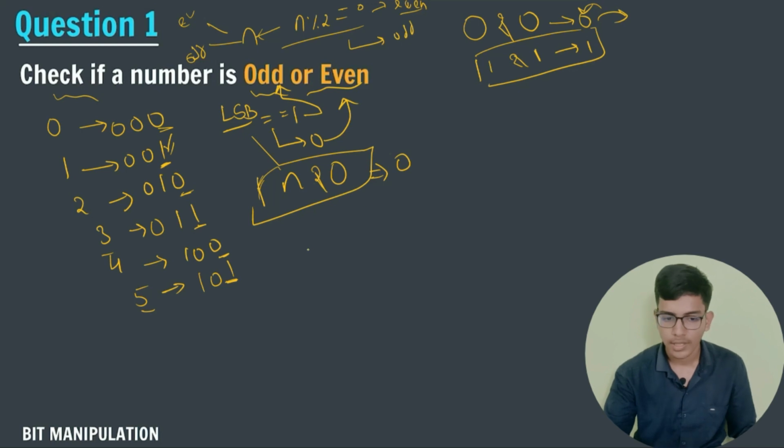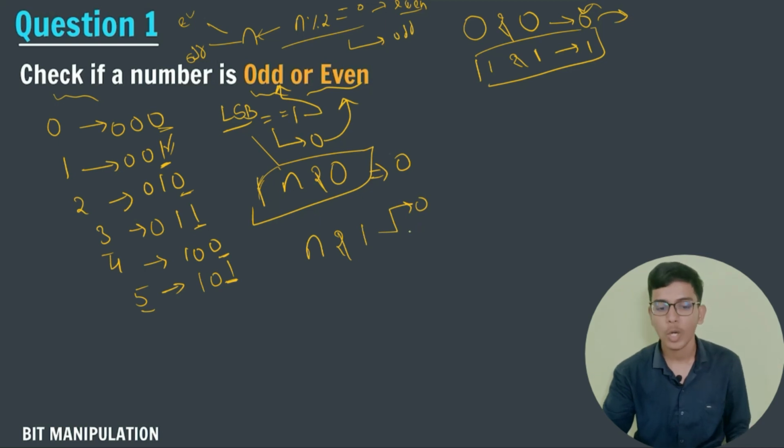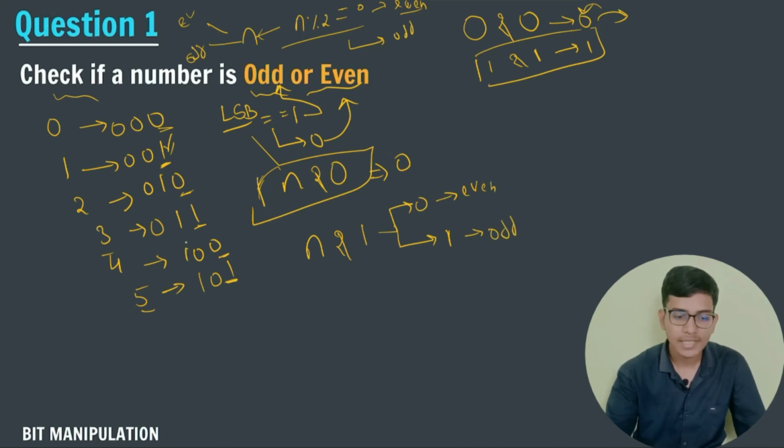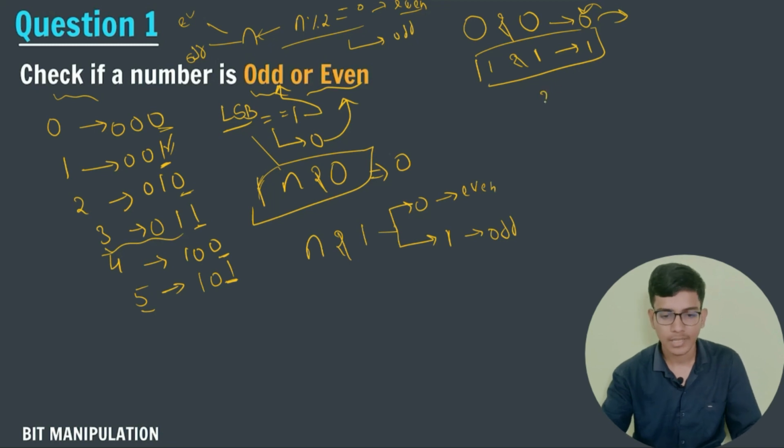Now if I do n binary AND 1, and this gives me 0, then the given number is an even number. After that, if I get the value as 1, then the given number is an odd number. So let me explain this first of all. Let us take 3 as my number. The binary conversion of 3 is 011. And I am doing AND with 1, whose conversion is 001.